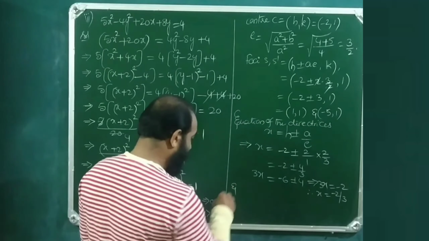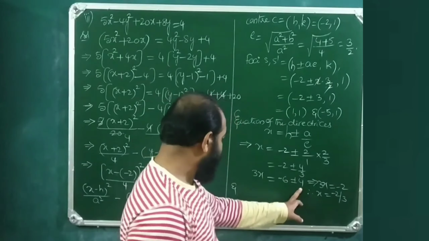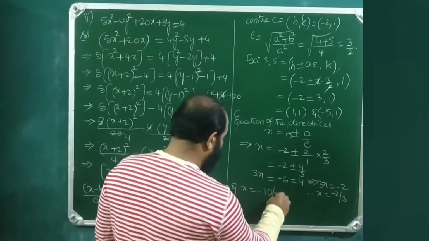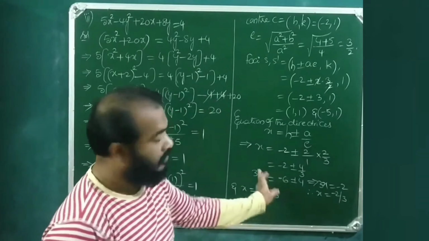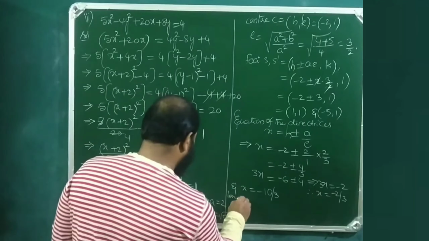And minus 6 minus 4 is minus 10. So 3x equals minus 10, x equals minus 10 by 3. So these are the two directrices.